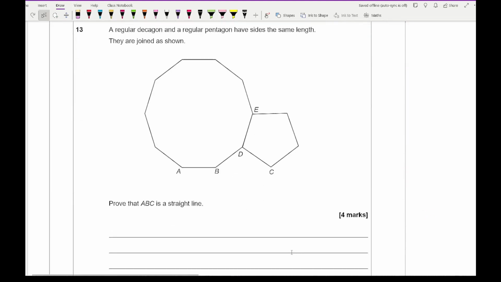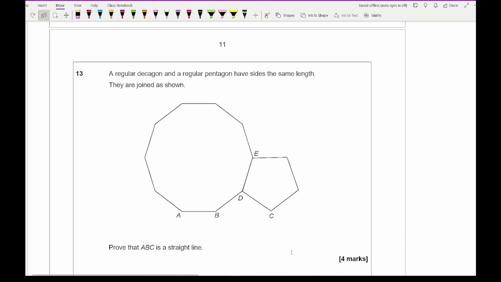Then moving on to our last question, it says that a regular decagon and a regular pentagon have sides of the same length. They are joined as shown, and it says prove ABC is in a straight line. So first of all, let's work out what this angle here is going to be. This is a decagon, so it's going to be 180 times 10 minus 2, divided by 10, which gives me an answer of 144. So that angle there is 144.